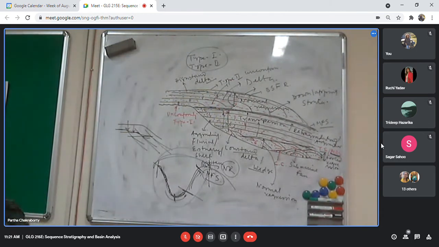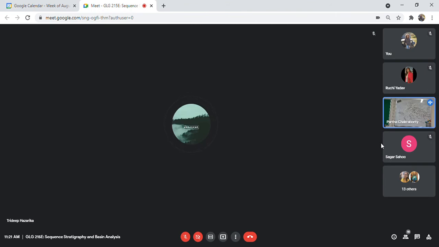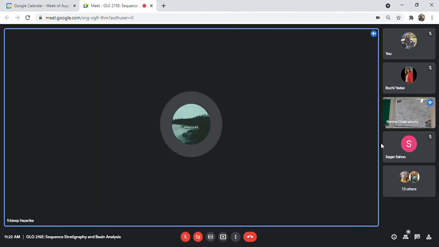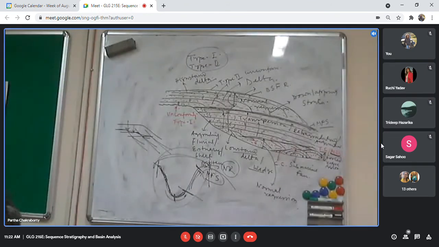Okay? You got it? So that is a fluvial equilibrium profile. Now, if I ask the question, how long will the Ganges be flowing? How long will the Brahmaputra be flowing? Can you answer that question? How long will the Ganges be flowing? That is the question.